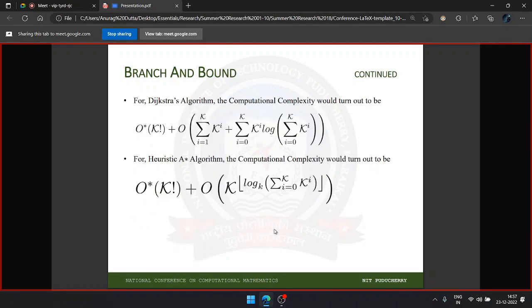For Dijkstra's algorithm, the computational complexity would turn out to be like this, and for the heuristic A star algorithm, the complexity is like this. One thing to note here is that they are taking k factorial time in big O asymptotes, but it is not the same. It is the amortized complexity; amortized k factorial is not at all equal to k factorial, and the complexity is much lesser than that of the k factorial complexity.